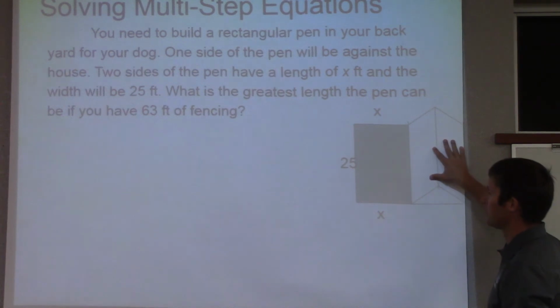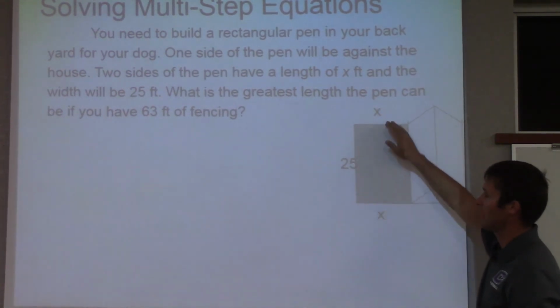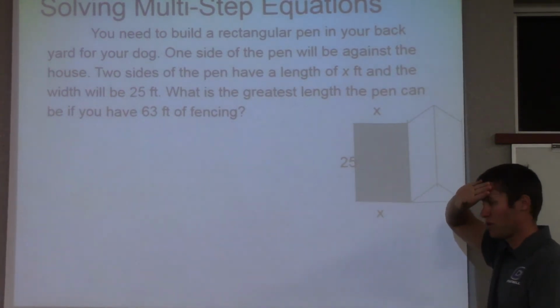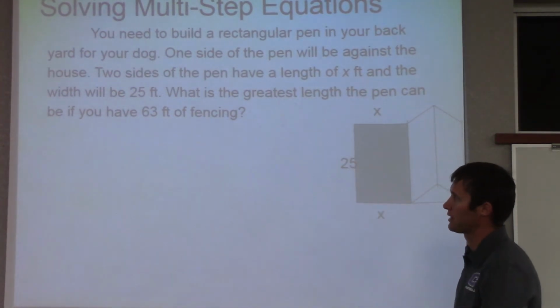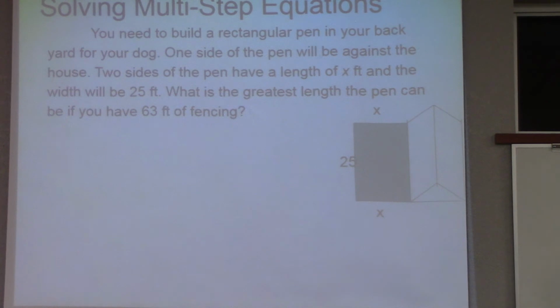Here's our house right here. We have two sides that are length X. They're the same size. We don't know what it is. And we have another side that's 25. Okay? What is the greatest length the pen can be if you have 63 feet of fencing?